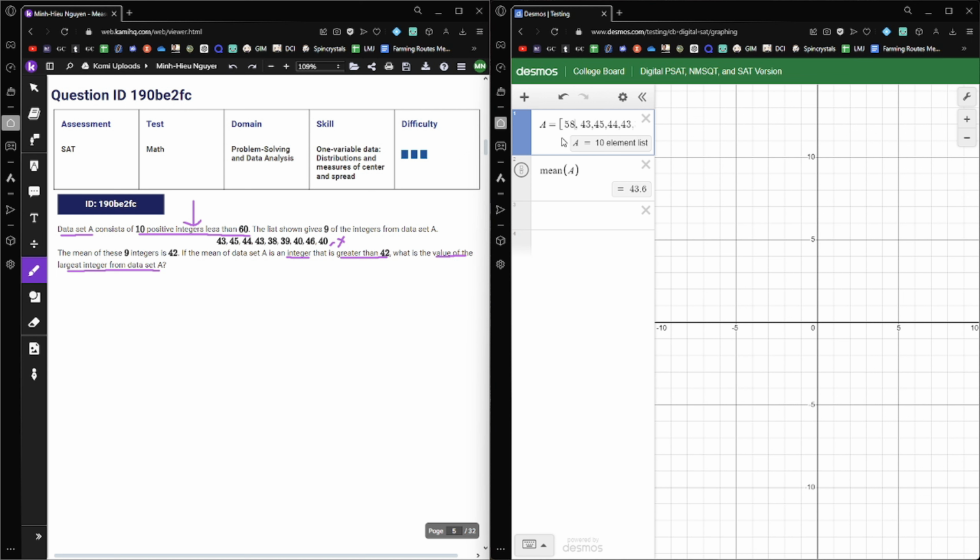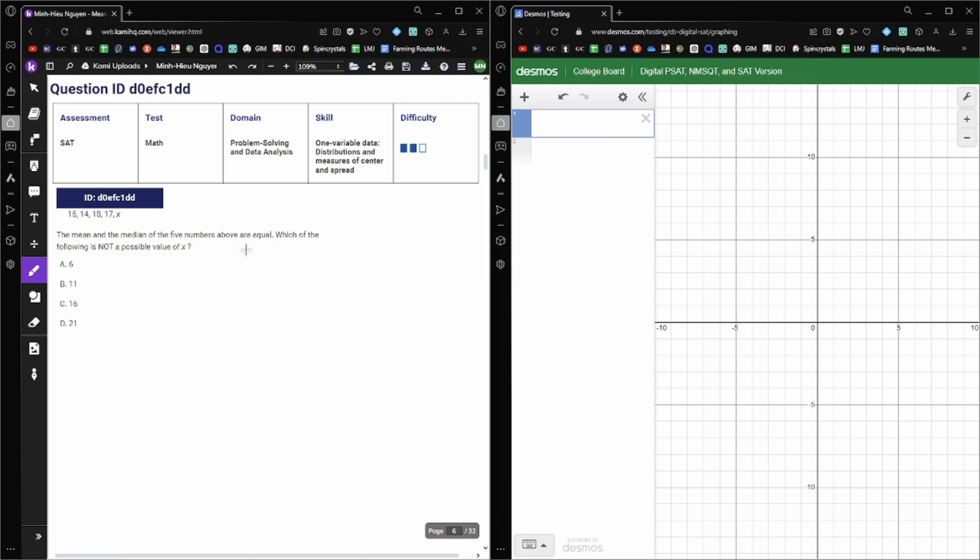58 has a decimal, 57 also has a decimal, 56, 55, 54, 53. Then we have 52. 52 doesn't have a decimal, and 43 is greater than 42. So our answer is gonna be 52.